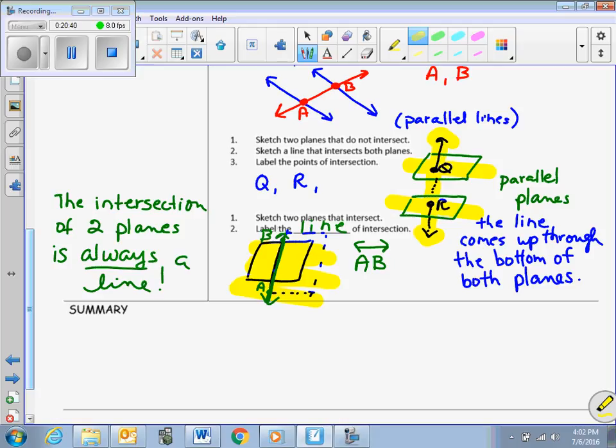Well, the whole point I'm trying to get to here is that any time two planes intersect, the intersection will always be a line. You have to remember that. Intersection of two planes will always be a line.